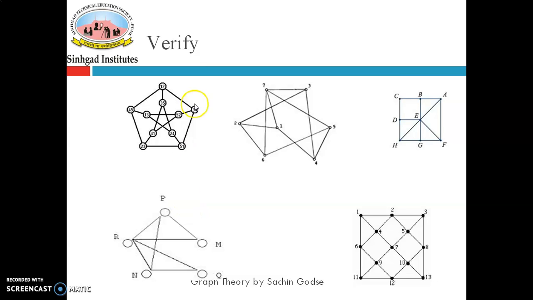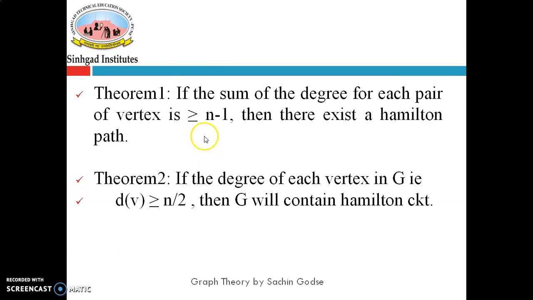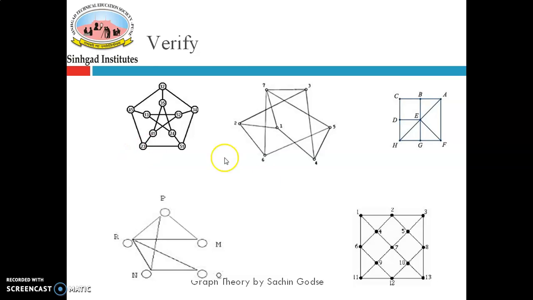So here, what is the condition for a Hamilton path? The sum of the degrees of vertices should be greater than or equal to n minus 1. Take a simple example. Here there are 3, 4, 5, 6, 7, 8 vertices, so the n value is 8. And the sum of the degrees of each and every vertex should be greater than or equal to n minus 1.